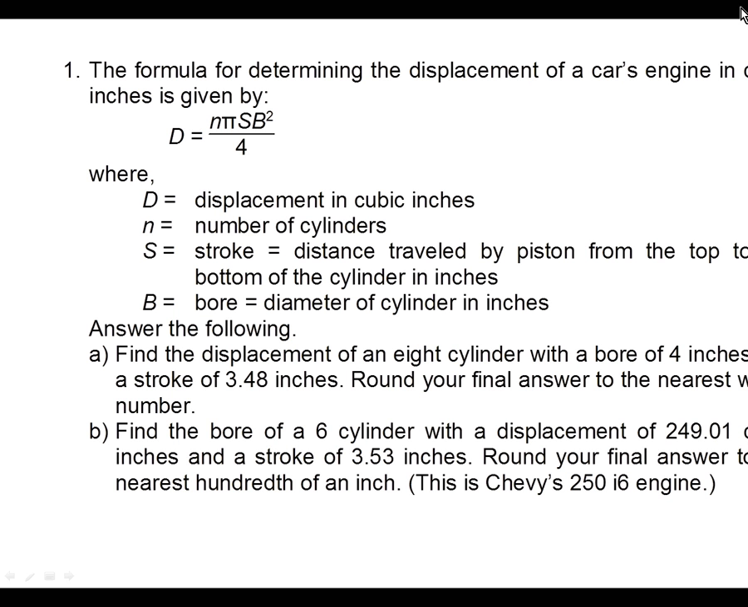So again, up here, the word that got chopped off is cubic. The words chopped off here are top to the bottom of the cylinder. The words chopped off here are 4 inches and a stroke of 3.5. And this is round your final answer to the nearest whole number. This is 249.01 cubic inches. Round your final answer to the nearest hundredth of an inch.